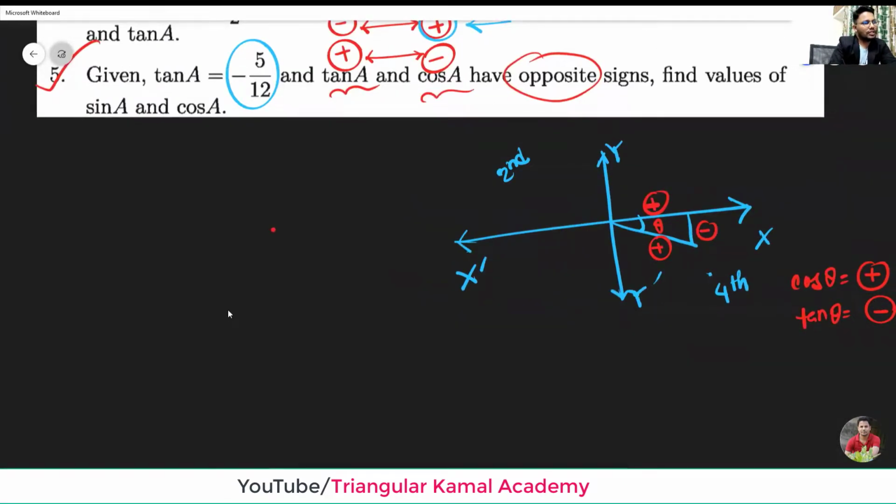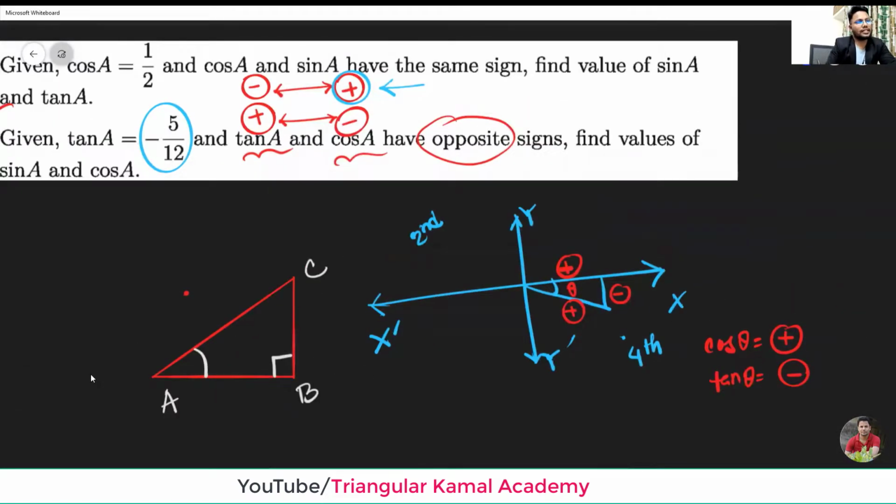So now consider a right angle triangle. This is a right angle triangle, and this is the acute angle A. We can mention angle B here, and this is C. Now tan is negative, so if we consider exactly the axes, that means tan is opposite divided by adjacent.